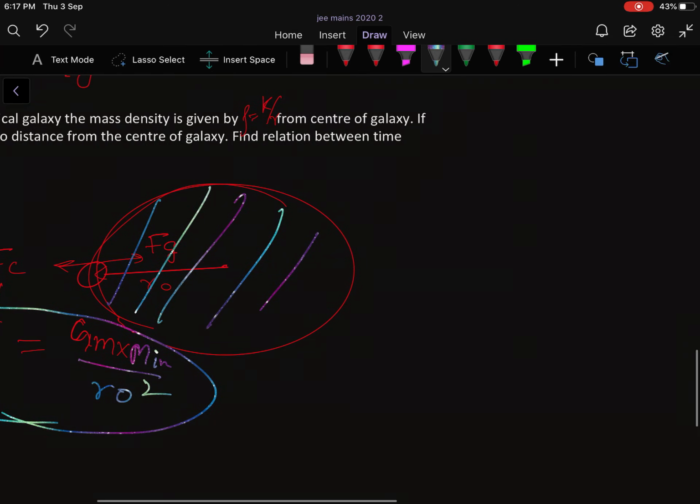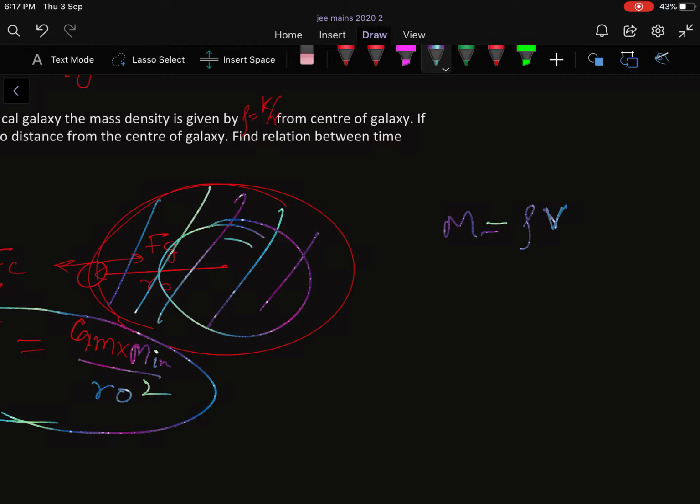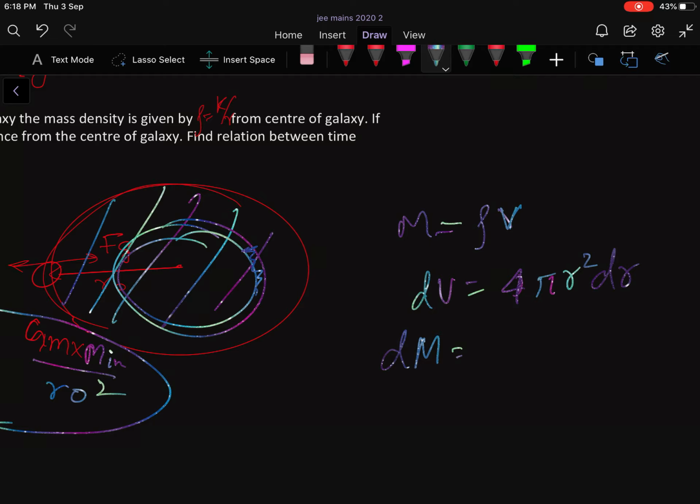So first you have to find the mass inside. As you know the density, rho into volume is mass. But you see here density is variable, it is varying with radius, so you take dv anywhere. For dv, you know it is 4 pi r square into dr. So the mass for that small spherical volume from the center will be rho into dv.